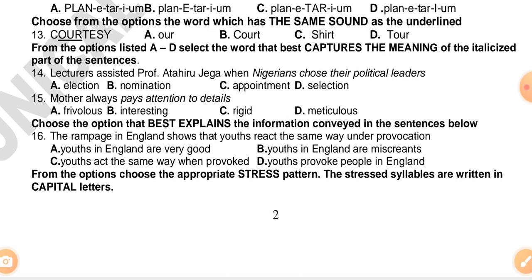Question number 16. Choose the option that best explains the information conveyed in the sentence below. In your UTME, you need to clearly understand the question. The rampage in England shows that youths react the same way under provocation. A, youths in England are very good. B, youths in England are miscreants. C, youths act the same way when provoked. D, youth provoke people in England. The answer, that is confusing, but the answer is C. It means youths act the same way when provoked, whether they are in England, in Nigeria or in Cameroon.